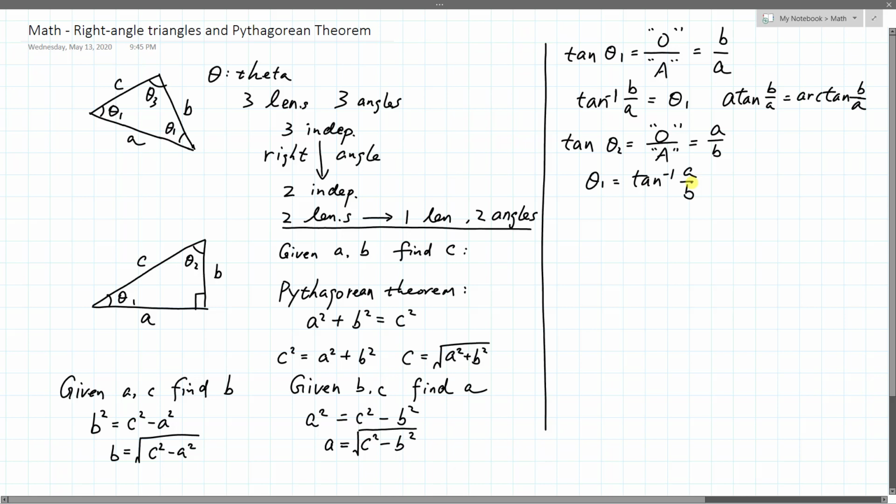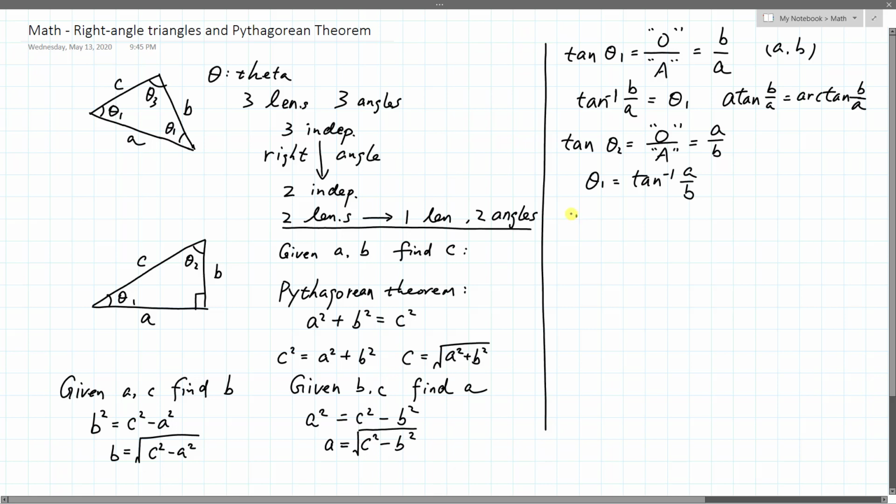So if you are given two lengths, you can find the third length and the other two angles that are unknown to you, right? So that is one example, given A and B. I'll do one more example, given, say, A and C. So if you know A and C, well, this is the adjacent to that angle, and this is the hypotenuse.